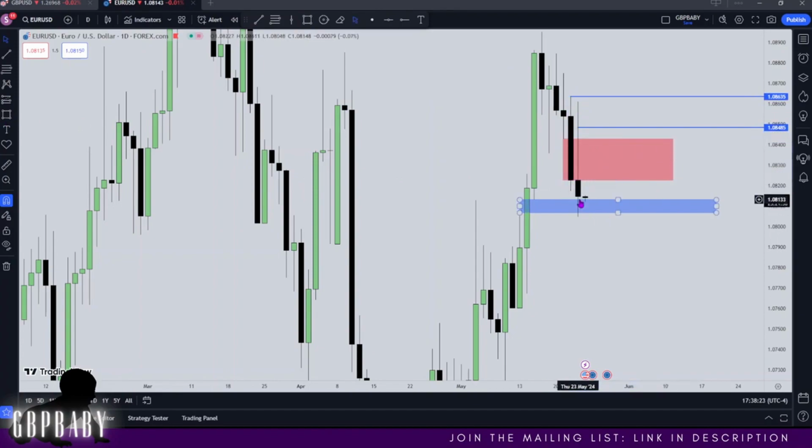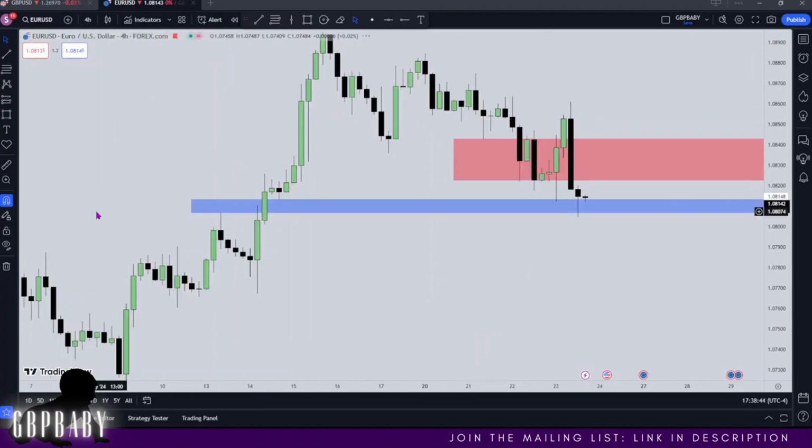Now, the fact that we've filled a discount PD array, what discount PD array? This daily fair value gap, we've filled it with the wick. We should now technically be looking for some kind of premium PD array, and the next one is going to be this implied fair value gap. So it'll be interesting to see if price can go and try and fill this range, and as we drop down to lower time frames, we may be able to get a better look.